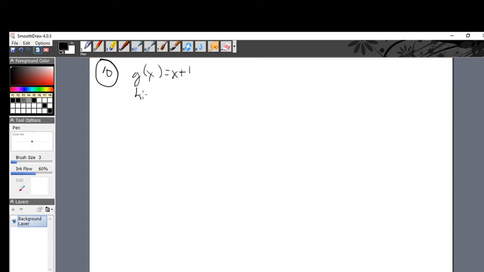h of x is equal to 4x plus 5. Question number 1, A. What is g plus h of x? All you got to do is add the two together. Take x plus 1, surround them in parentheses. That's the best way to go.